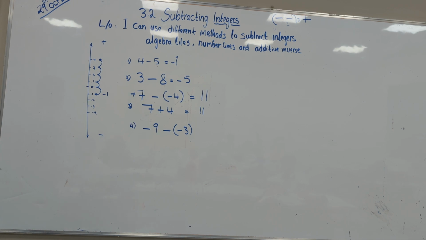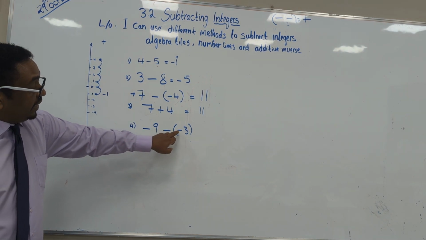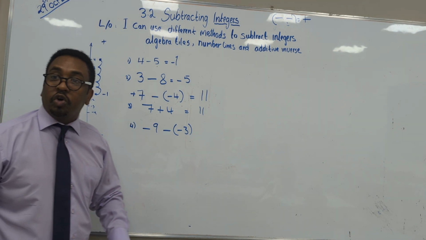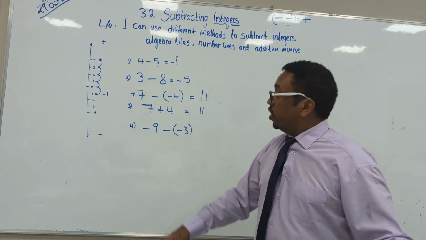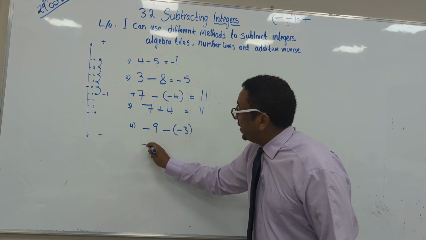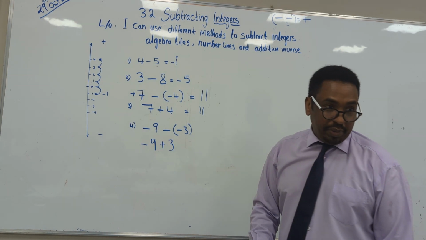Negative 12? What do you think, Ali? Negative 6. So let's remember: what did I say if two negatives are next to each other? They change to positive. So let's change that one first. Here we have negative 9 plus 3. Are you with me?